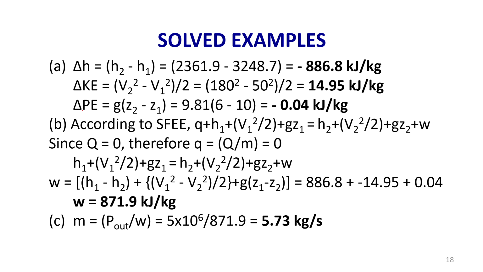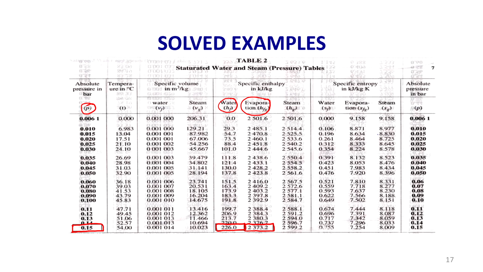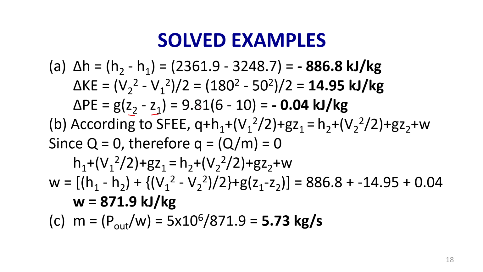Similarly, change in potential energy is final potential energy minus initial potential energy. Changes in potential energy is equal to G into Z2 minus G into Z1. So, you can take G as a common term, G into Z2 minus Z1. So, that is what I have used. G is the acceleration due to gravity, Z2 minus Z1, so you will get this one. So, this is the first one. Then, we have found change in enthalpy, change in kinetic energy and change in potential energy.